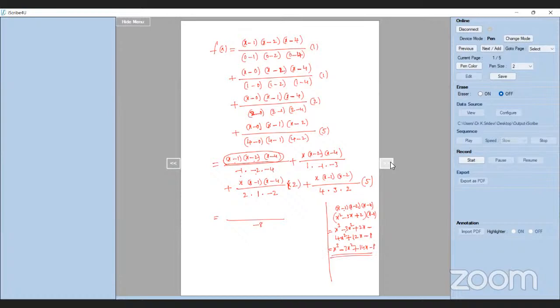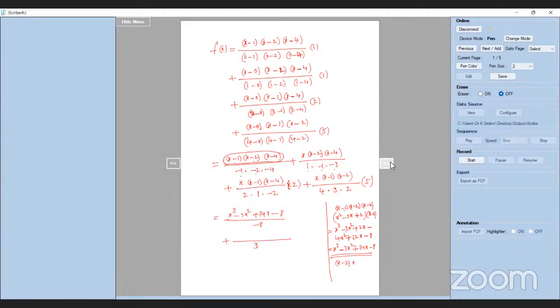Is it right, ma? Yes, ma'am. What is this? x cube minus 7x squared plus 14x minus 8. So plus next one. Next one, what is this? (x minus 2) into (x minus 4) into x divided by 1 into minus 1 into minus 3, 3. So simplify this one, ma.